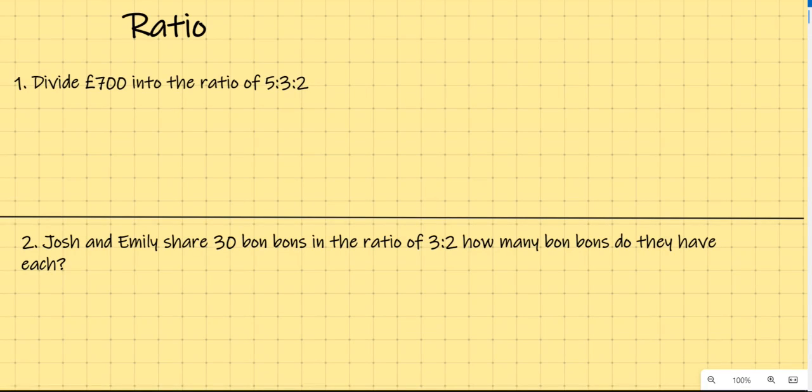Everyone, today I'm going to be covering ratio. So I've already done ratio simplified. This is how to work out ratios now.